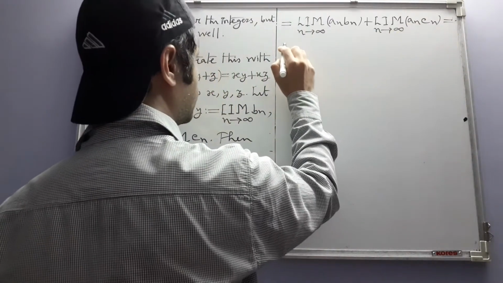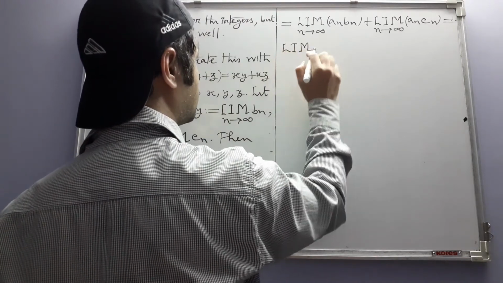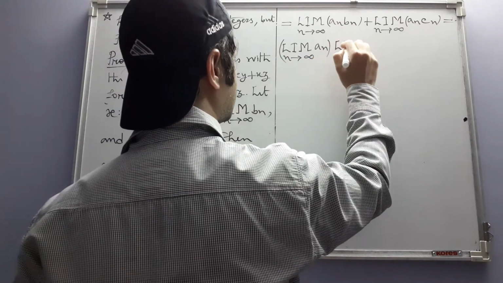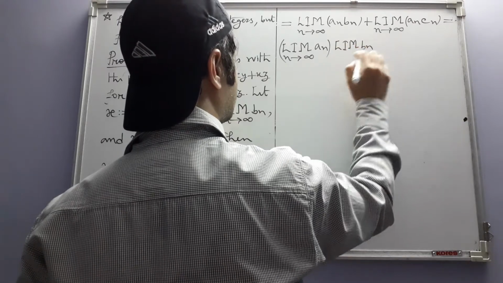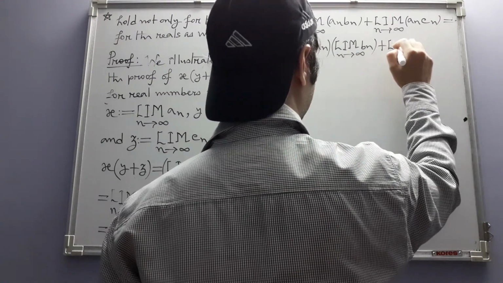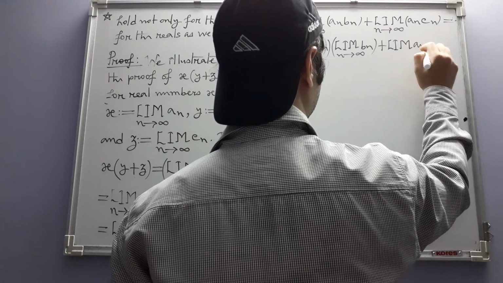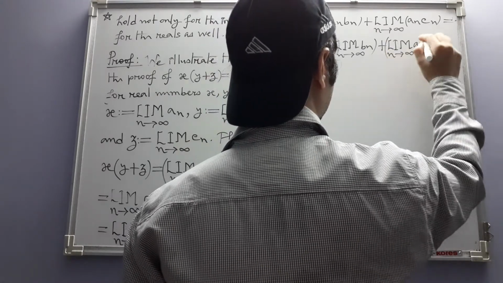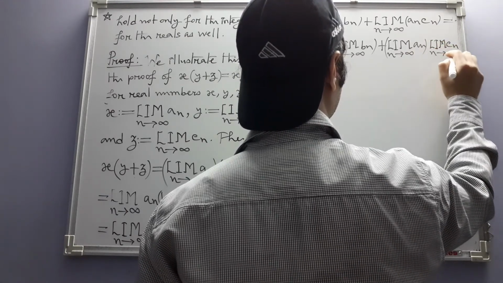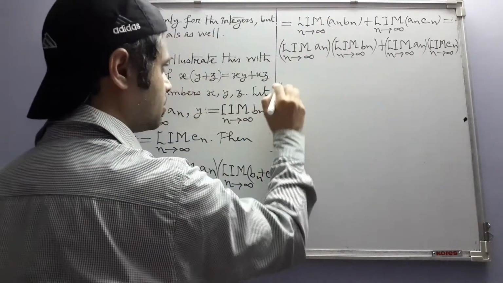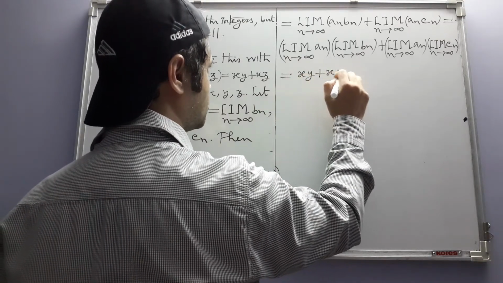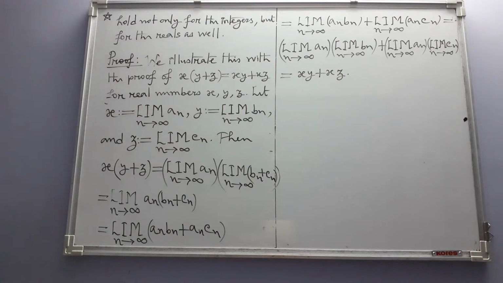This becomes equal to, again by the definition of multiplication, limit An times limit Bn plus again limit An times limit Cn, and this is just simply xy plus xz. That's it. It's that simple.